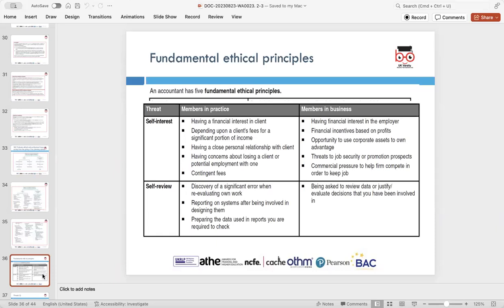When we talk about threats to members in business, one common threat they face is being asked to review data or justify and evaluate decisions in which they have been directly involved. This scenario can compromise objectivity and independence, as individuals may be inclined to defend their own actions or decisions.